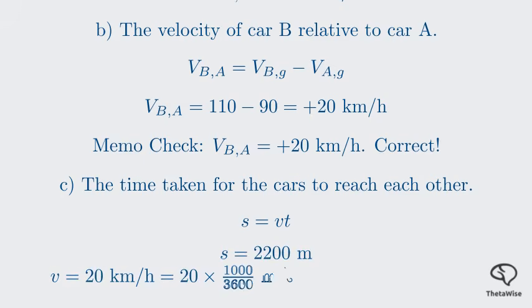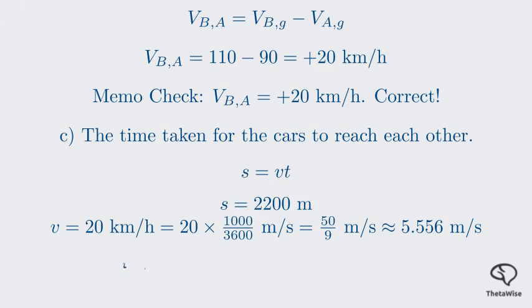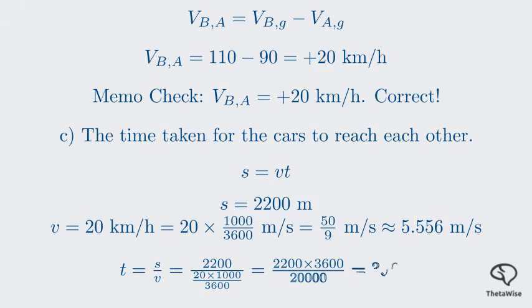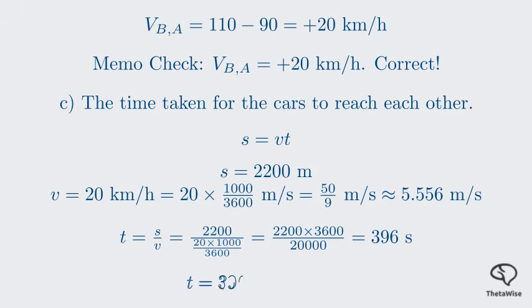20 kilometers per hour is 20 times 1,000 divided by 3,600, which is approximately 5.56 meters per second. The memo does this conversion slightly differently. It starts with T equals S over V and substitutes S as 2,200 and V as 20 times 1,000 over 3,600. This simplifies to 396 seconds. We can convert this to minutes by dividing by 60. 396 divided by 60 is 6.6 minutes. This matches the memo.